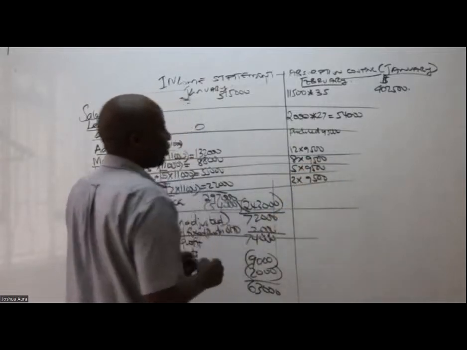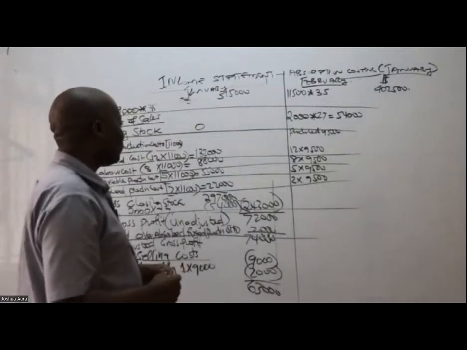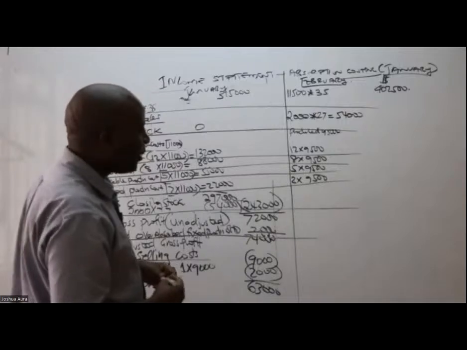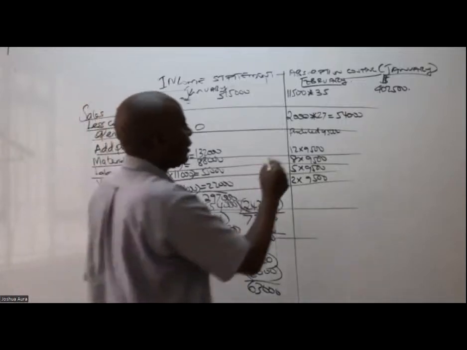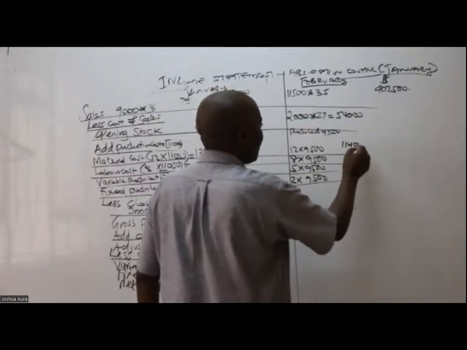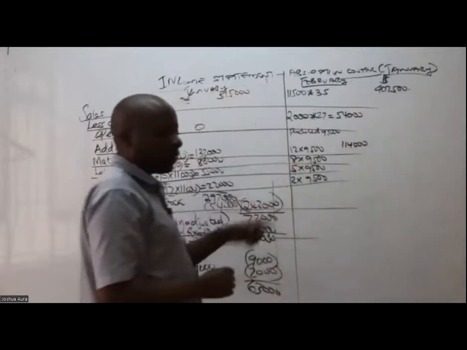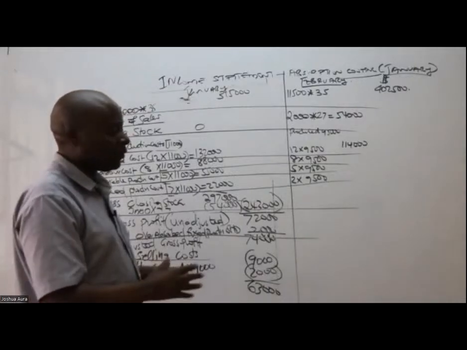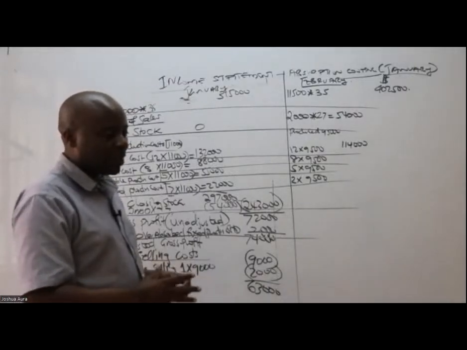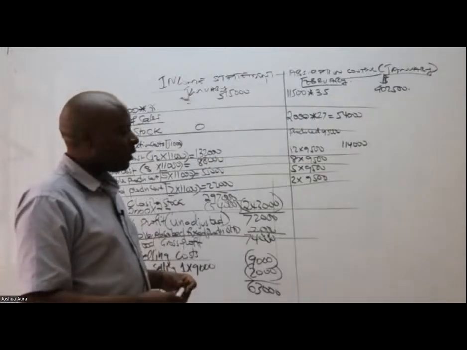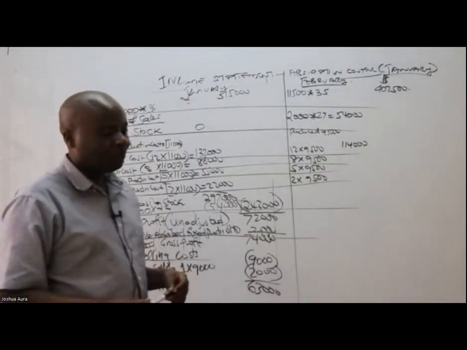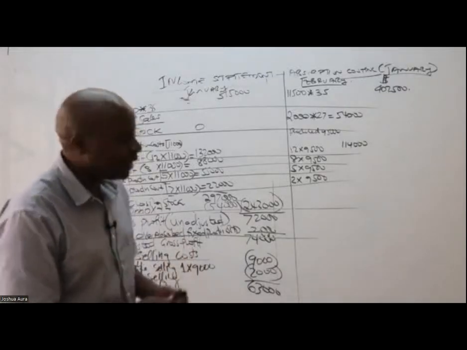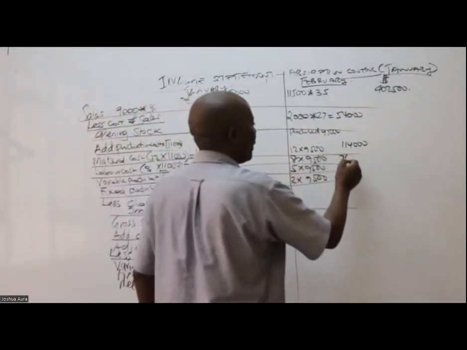Ladies and gentlemen, kindly help me out and give me these figures. The first one is 114,000. The second one will be 8 times 9,500. Is there somebody who is able to give me this figure? How I wish you could give me these figures very fast. 76,000. Thank you so much.